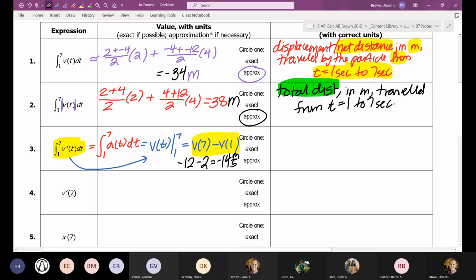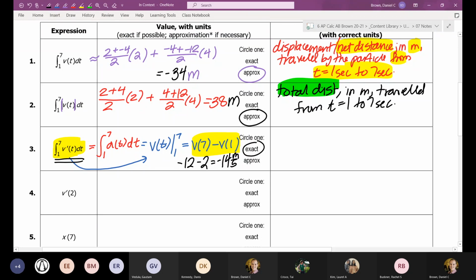Would this technically be the exact or approximate value for that original integral? The exact, right? We know exactly how to find the integral. The integral is exactly found by plugging in the top minus the bottom of the antiderivative. That is the exact value. So that's the first part of that problem, just finding that numerical value and the units.